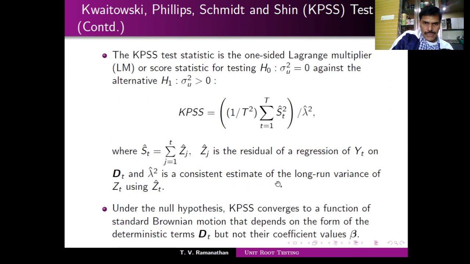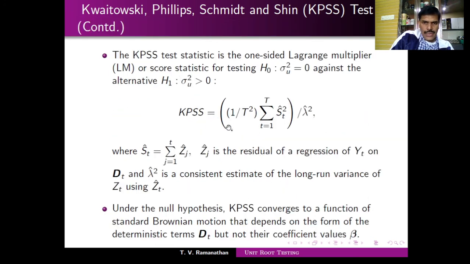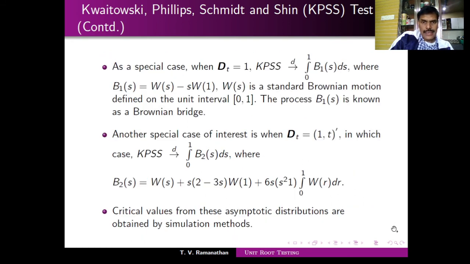So you have to estimate beta to get all this. If you want to get ZT hat in this model, you need to have an estimation going through here. Under the null hypothesis, this converges to a function of Brownian motion, similar to the case of Dickey-Fuller, but not that function. It is something different. Of course, it depends on the particular form of dt that you use, but it doesn't depend on the betas.